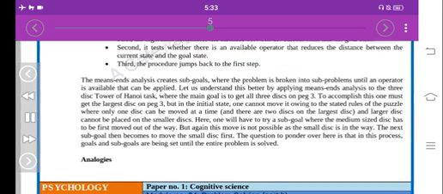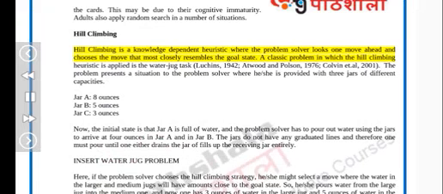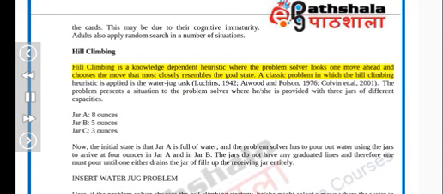Hill climbing. Hill climbing is a knowledge-dependent heuristic where the problem solver looks one move ahead and chooses the move that most closely resembles the goal state. A classic problem in which the hill climbing heuristic is applied is the water jug task. Luchins, 1942, Atwood and Polson, 1976, Colvin et al., 2001.